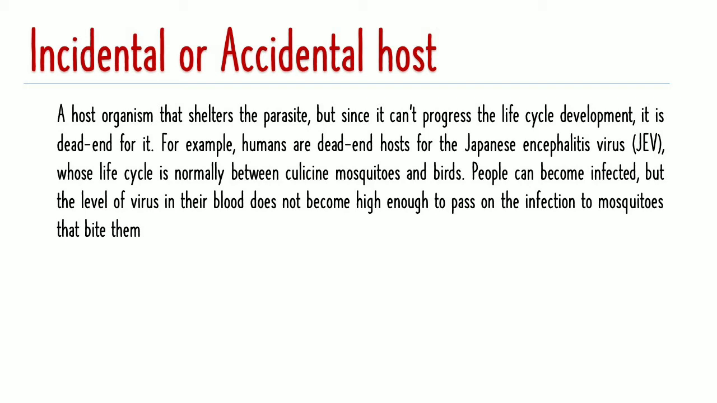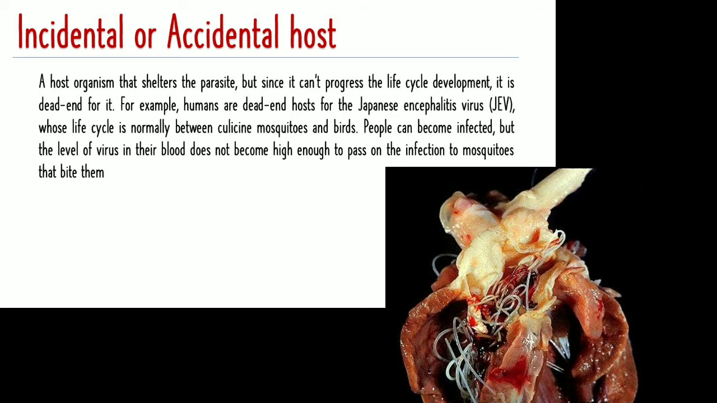Accidental or incidental hosts are wrong host species for the parasites. It is when a parasite enters or attaches to a host different from the normal one. Accidental parasitism puts both host and parasite into environmental conditions to which neither is well adapted. It is not surprising that the result may be serious harm to either or both participants. Another example of accidental hosts is heartworms in humans that are supposed to be in dogs.